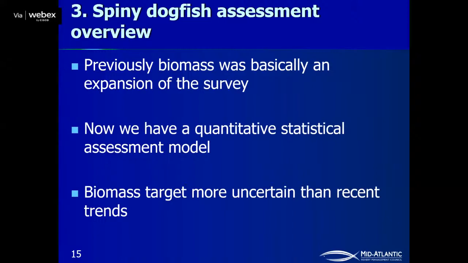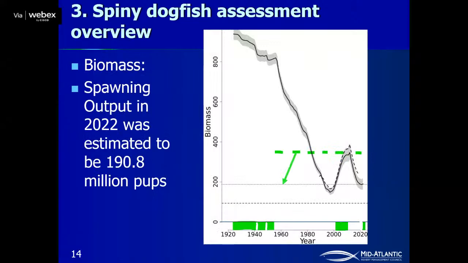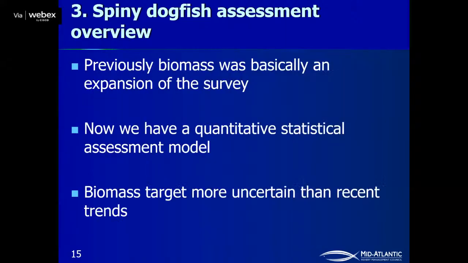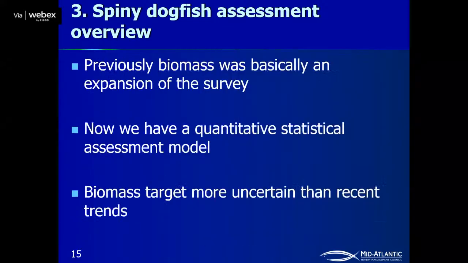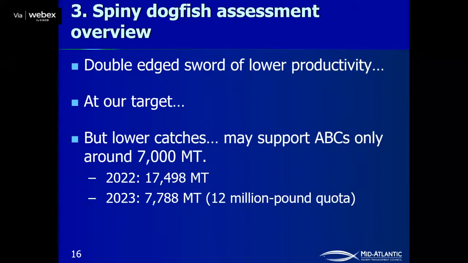Now, I think the biomass target, this thing that changed a good bit from the research track to the management track, my sense is we're seeing the right trends, but where we should go is a bit squishier. It's the double-edged sword of lower productivity. We're all of a sudden magically at our target, but why did that happen? Because we think it's less productive, so it supports lower catches going forward. Maybe around 8,000 metric tons running through the council's risk policy, that and a yield at the target of 8,000 is going to give us about 7,000 for an ABC, roughly.